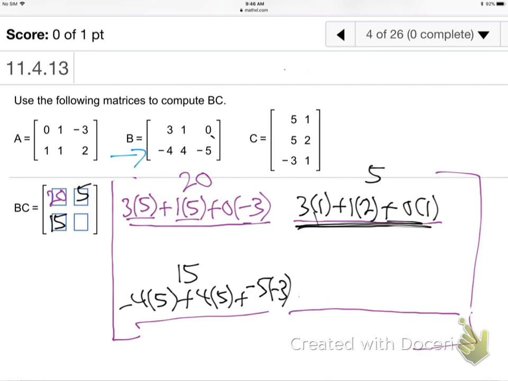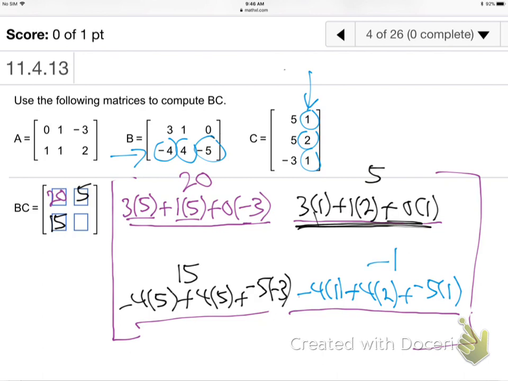Finally, lower right. Here we go. Negative 4 times 1. Plus 4 times 2. Plus negative 5 times 1. So what is that? Negative 4 plus 8 is 4. Negative 1? Oh, that's new. Negative 1. And we're done. It's just that easy. I'm kidding. That's not easy. That's painful. Is that good on that? Does that make sense? Pretty weird, huh?